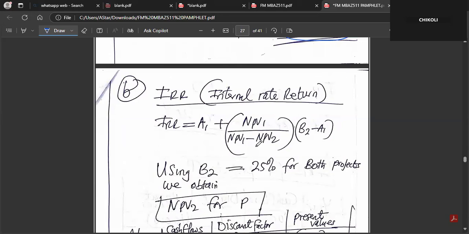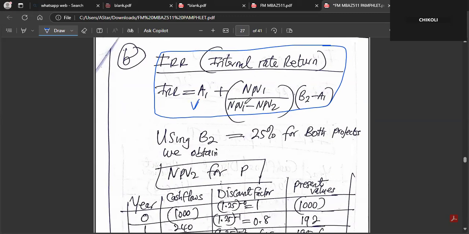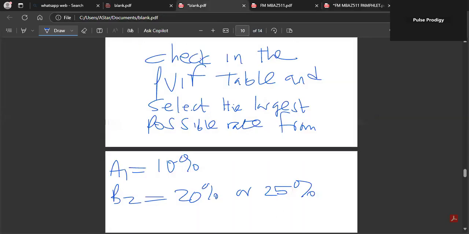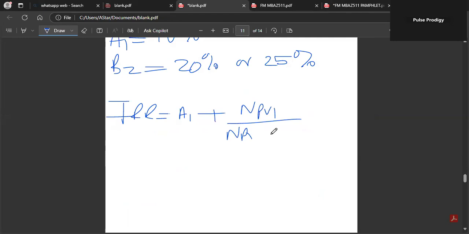Okay, now we get into the internal rate of return for project A. We use interpolation. So the first rate is A1, and then the other one is NPV1. Meaning as we come here, we looked at our internal rate of return. It's equal to A1 plus NPV1 over NPV1 minus NPV2, times B2 minus A1. You're able to see my whiteboard?